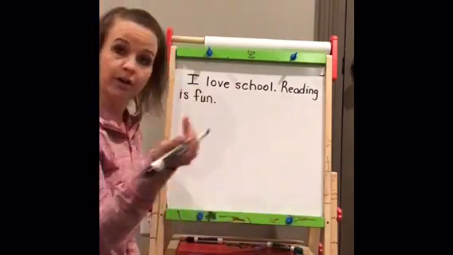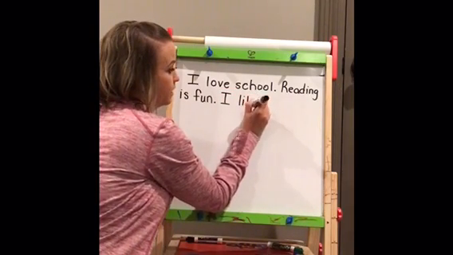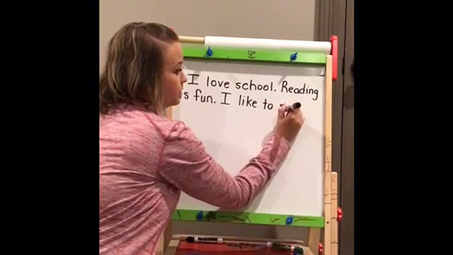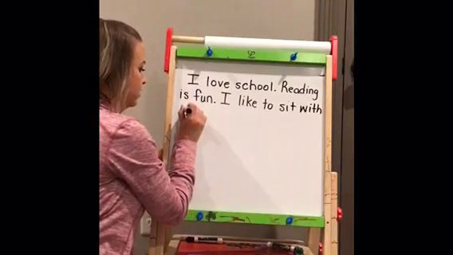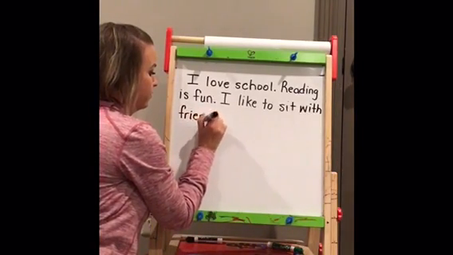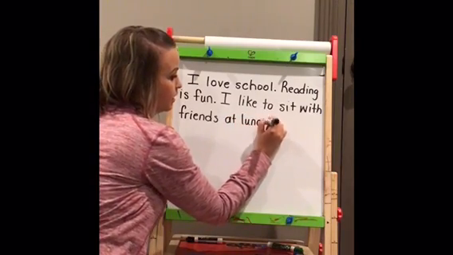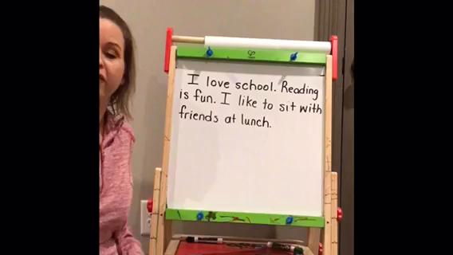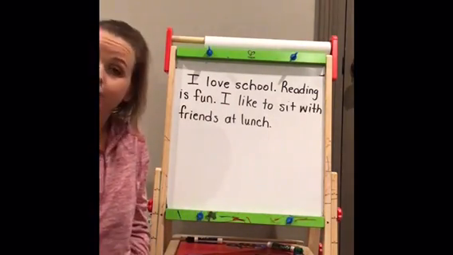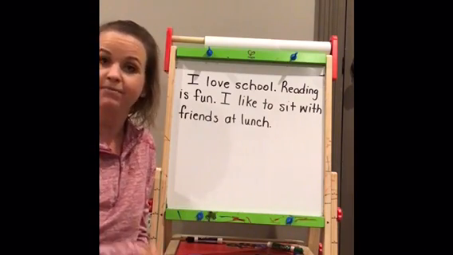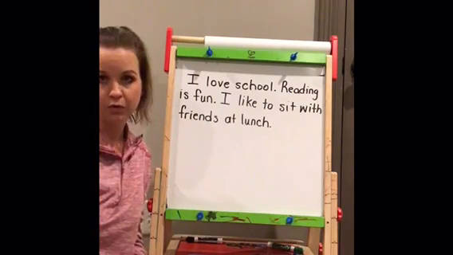Okay, so let's start our next sentence. Capital I, like to sit with friends at lunch. Period, to show that I'm at the end of my next sentence. I like to sit with friends at lunch. Okay? Again, just reminding you, you may not have picked the same things as me. Mine is just an example. You go along with whatever you did on your 4 square, okay?